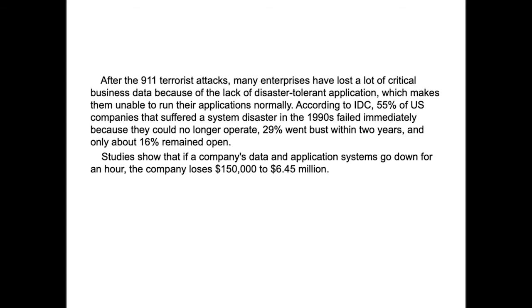According to IDC, 55% of U.S. companies that suffered a system disaster in the 1990s failed immediately because they could no longer operate. 29% went bust within 2 years, and only about 16% remained open.